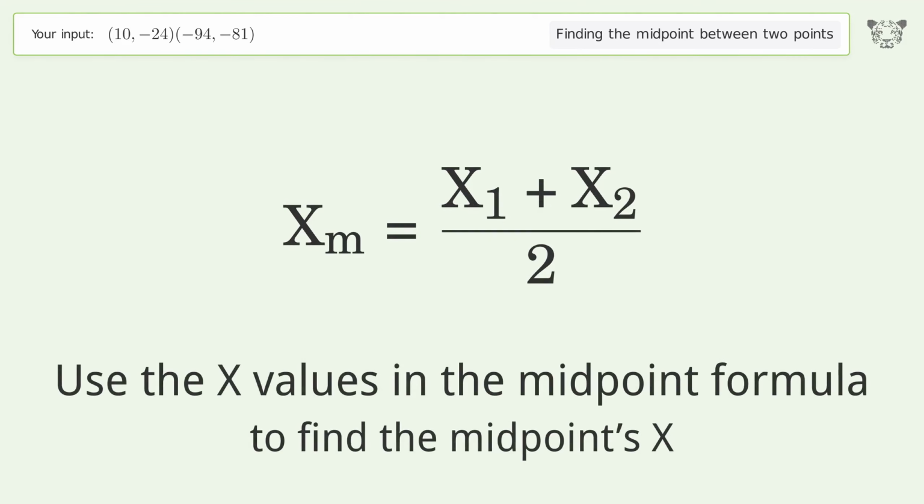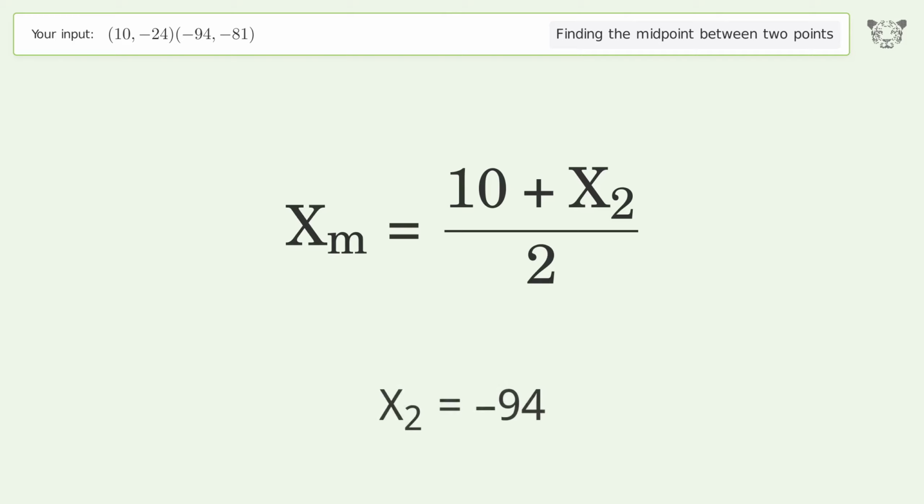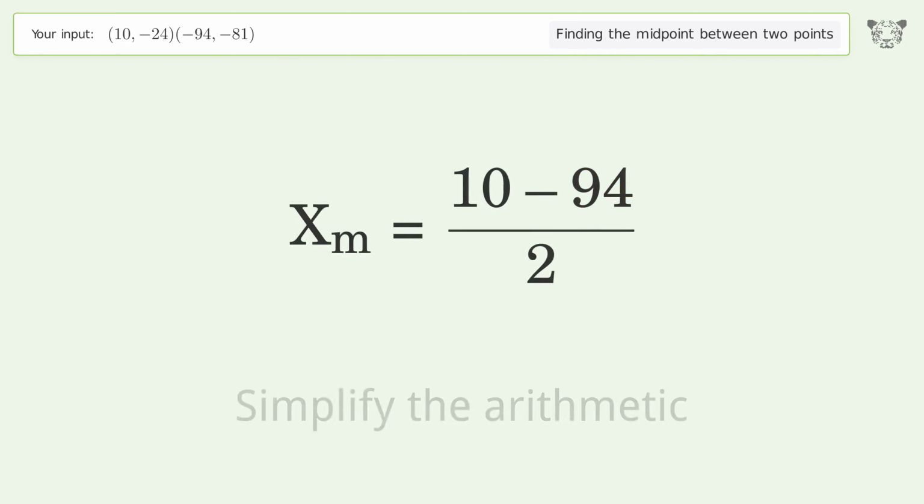Use the x values in the midpoint formula to find the midpoint's x. x1 equals 10. x2 equals -94. Simplify the arithmetic.